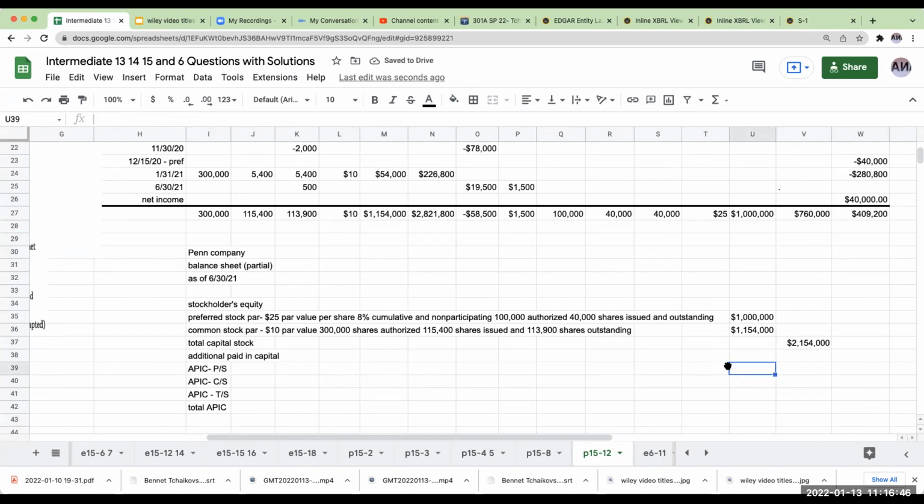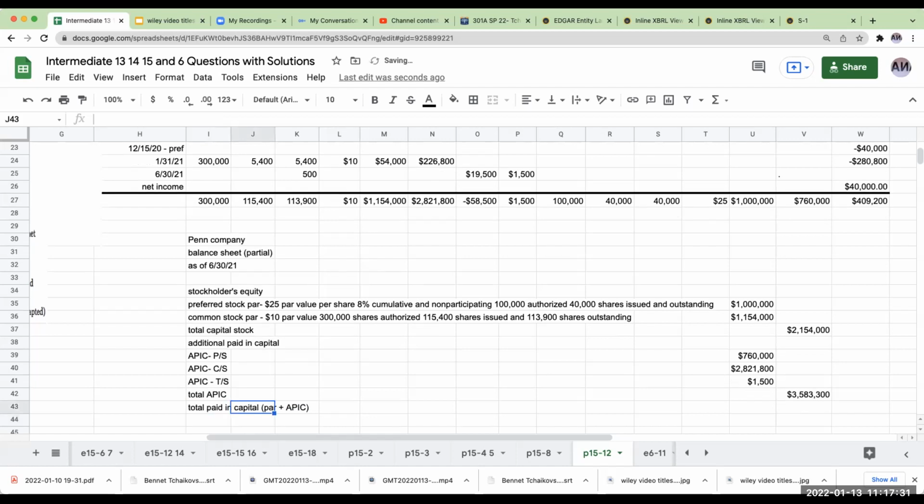The additional paid-in capital for the preferred was $760,000. For the common, it's $2,821,800. And then for the treasury stock, it's $1,500. So my total additional paid-in capital is $3,583,000. So over here, it's my total. What's interesting is they say total, basic total. So now we have total paid-in capital, par plus APIC. So we'll show this as this amount.